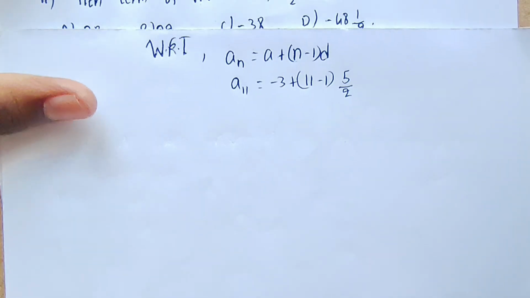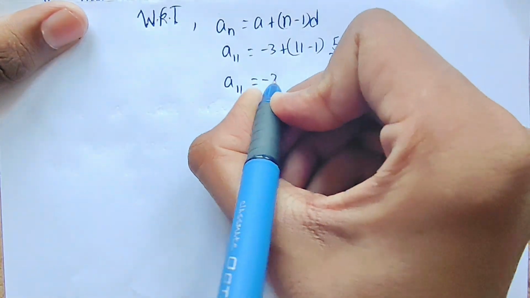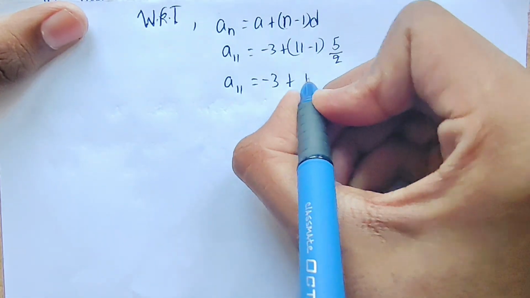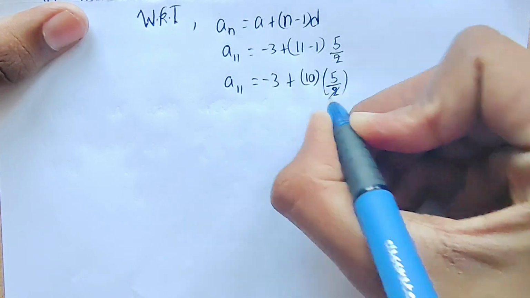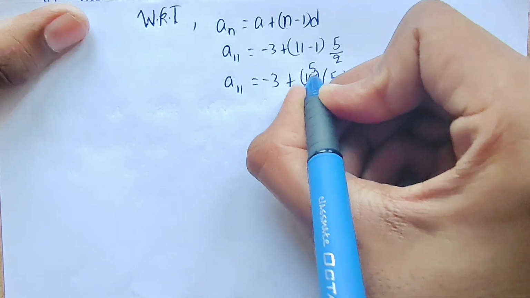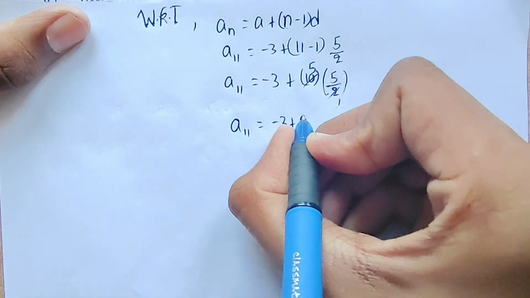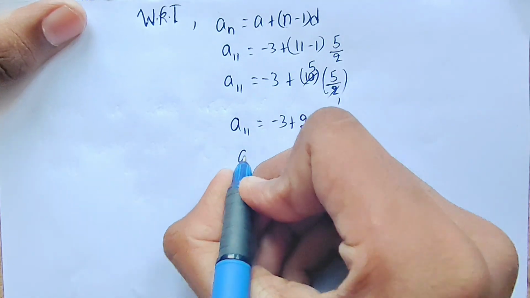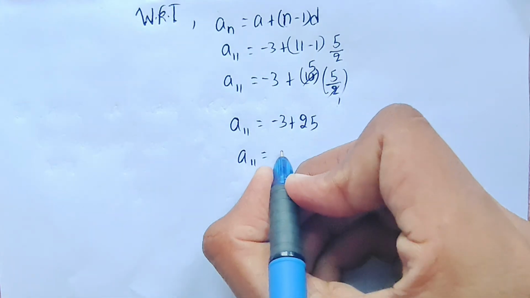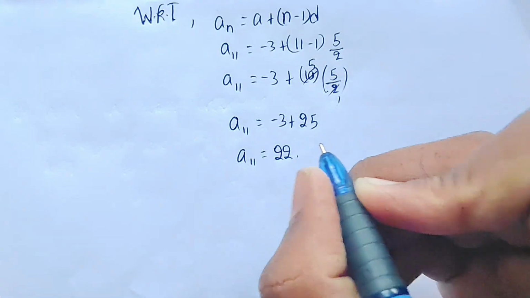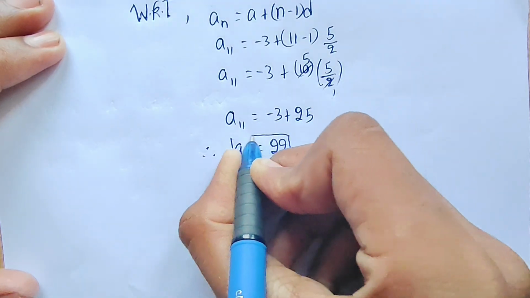So here A11 equals minus 3 plus 11 minus 1, which is 10, into 5 by 2. 2 1s are 2, 2 5s are 10. A11 equals minus 3 plus 5 5s are 25. Then it becomes A11 equals 25 minus 3, 22. So therefore we got the value of A11 as 22.